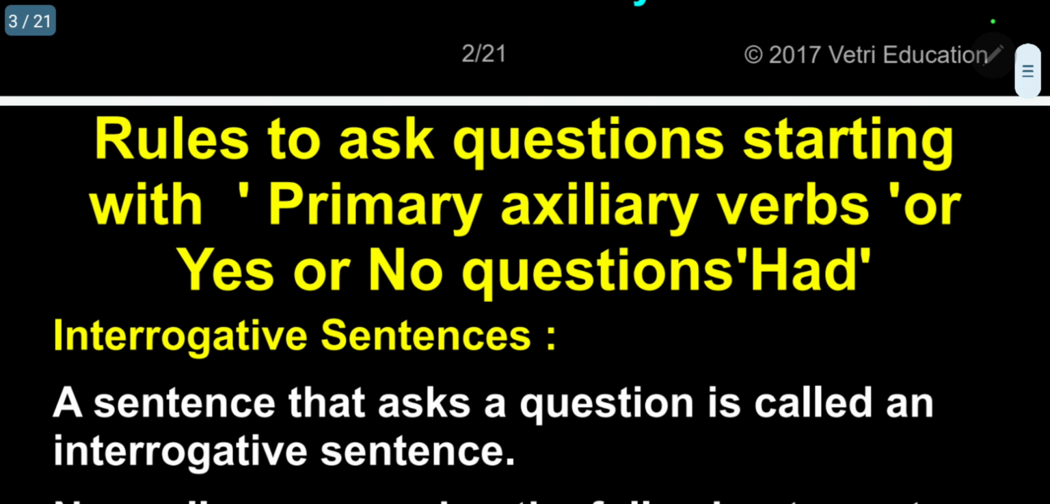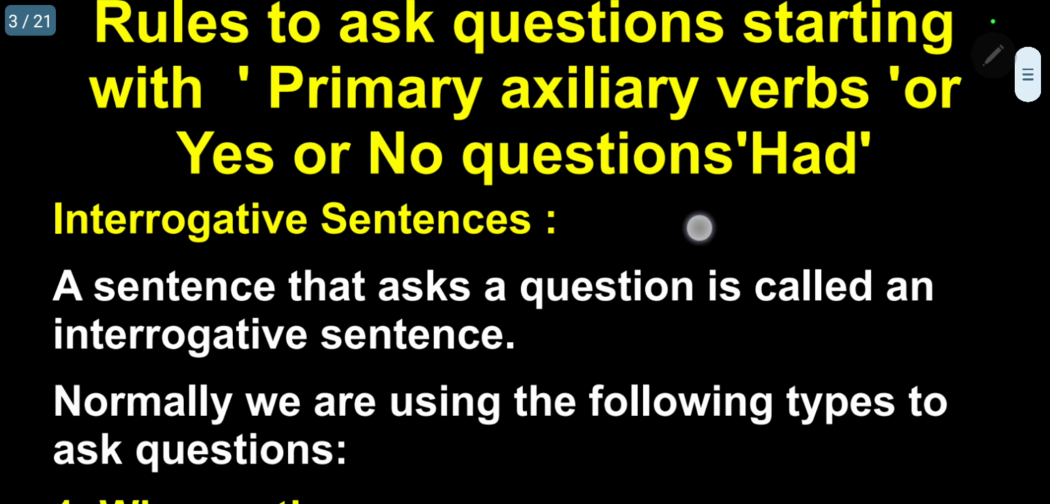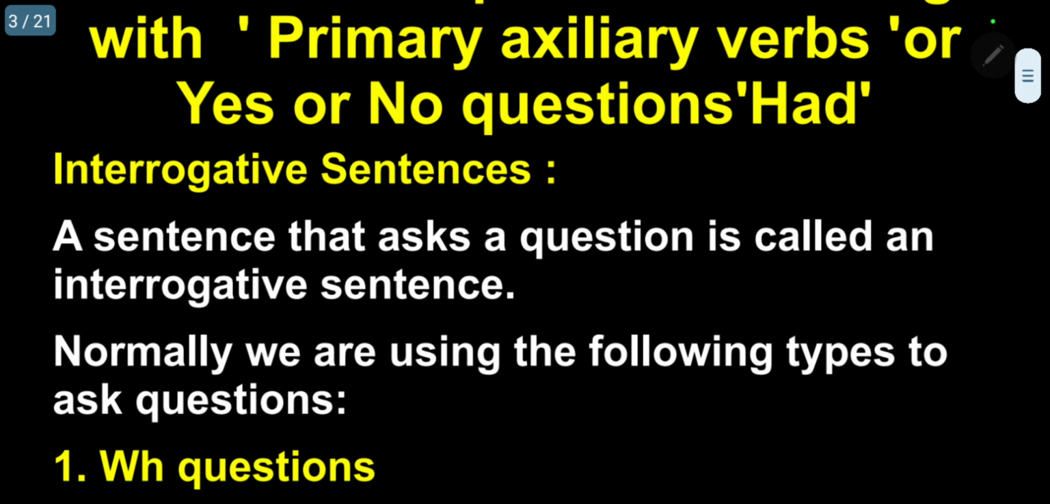Now, rules to ask questions starting with primary auxiliary verb, or yes or no questions using had. Here, it is my duty to give some information to you. Normally, when you want to raise questions and give replies in English, we must know simple sentences and interrogative sentences, which we commonly have to use.